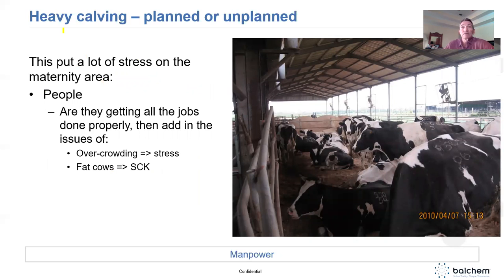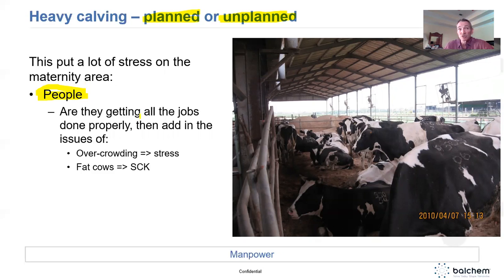Heavy calving. So as we said, they've probably calved a lot of animals in the last 2 to 3 months. Was this planned, seasonal, or is it unplanned? In this case, it was unplanned, but either way, this can put a lot of stress on the maternity area, especially the people. If they're used to having, let's say, 20 cows calve a day, and that goes up to 40, and it's still one person doing the job, is it going to get done properly?